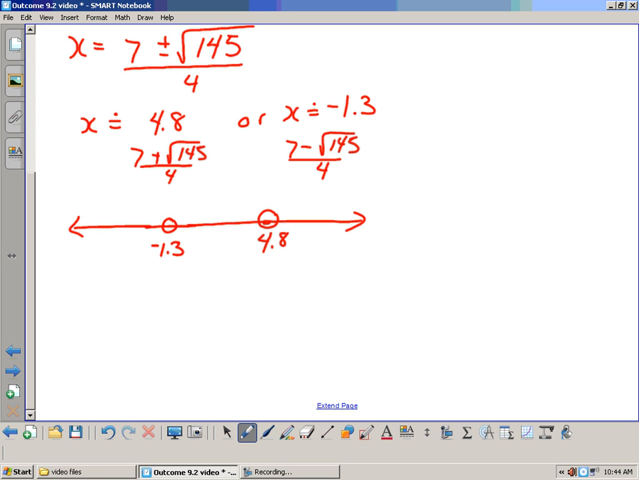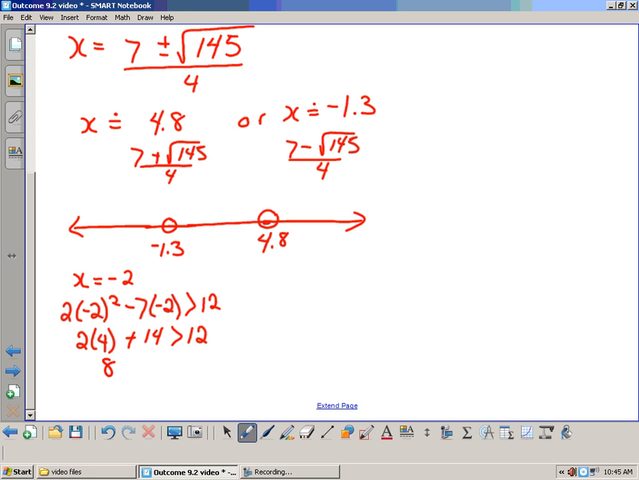So starting with a value that's less than negative 1.3, we're going to test x equal to negative 2. For x equals negative 2, we have 2 times negative 2 squared minus 7 times negative 2 is greater than 12. Negative 2 squared is 4, so I have 2 times 4 plus 14 is greater than 12. 2 times 4 is 8, plus 14 is greater than 12. This one is true. That means that this part of the number line is part of my solution.